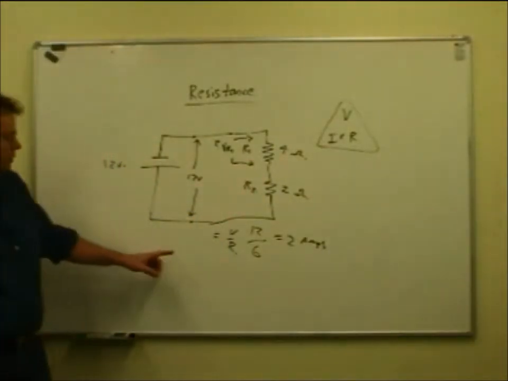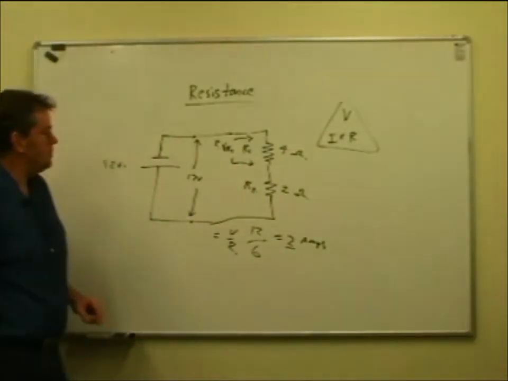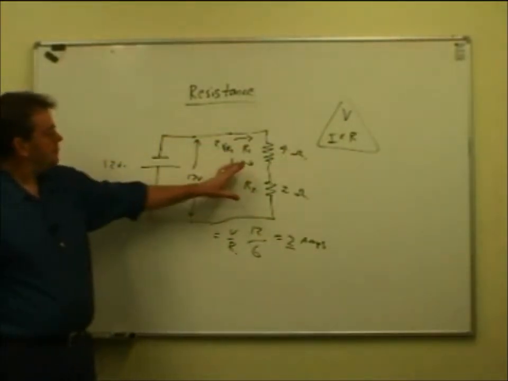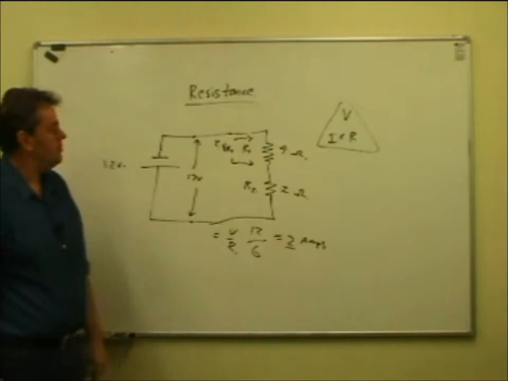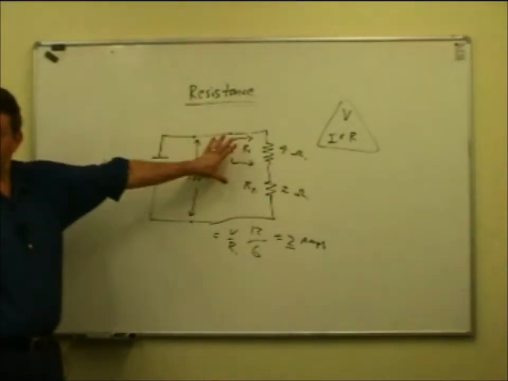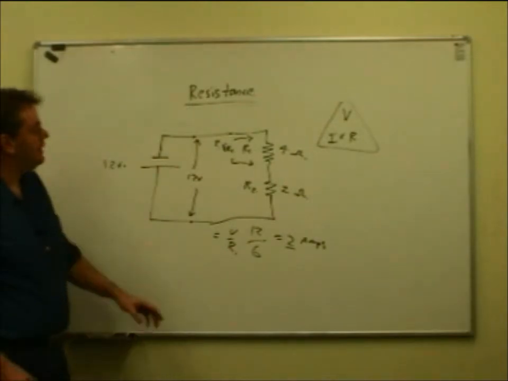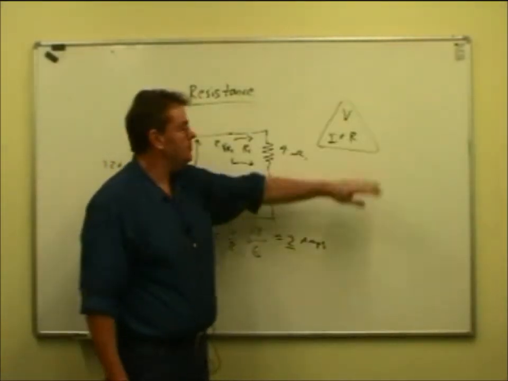So we know the current flowing in the circuit, don't we? 2 amps flowing through that resistor. We know how many ohms the resistor is. I wonder what the voltage across that resistor is. You can see we can use Ohm's Law to do that. We want to know V.